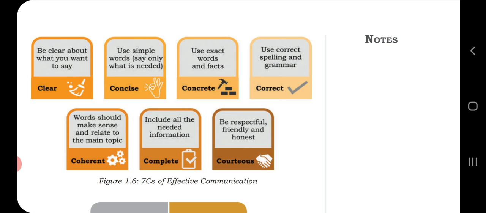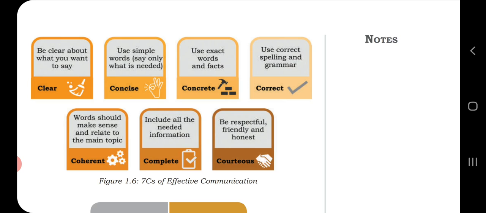Sixth principle, complete. Include all the needed information. All the needed information should be included. We should not forget about any major or any important facts. So, our information should include all the needed information.